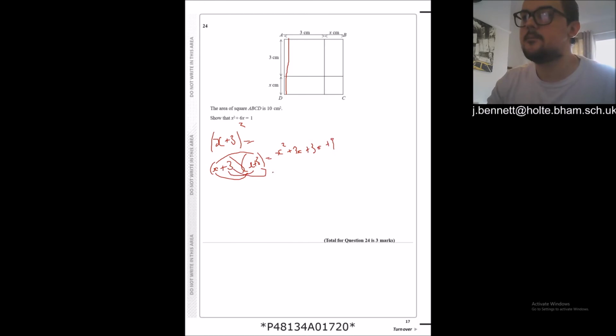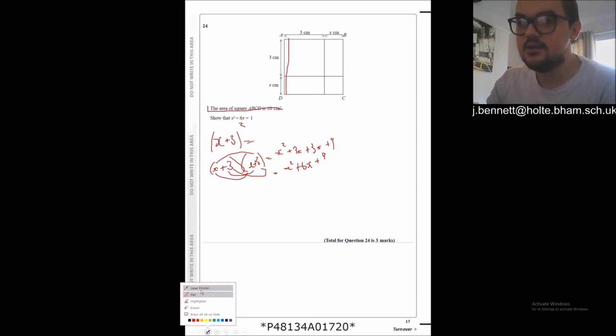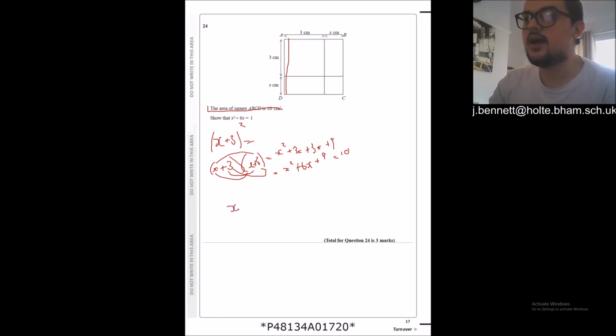We can tidy this up: x squared, 3x plus 3x is 6x, plus 9. It says the area of the square is 10. We just worked out the area of the square, but we worked it out algebraically. So we can equate our expression to 10. So we now have x squared plus 6x plus 9 equals 10.